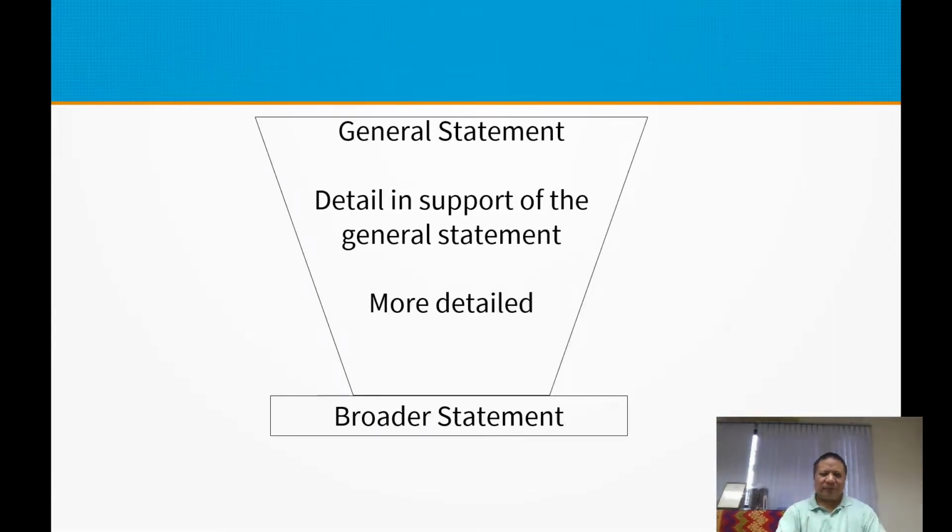So here's an illustration. There's detail in support of the general statement that makes the discussion narrower, and then it could even be more detailed. But then in the end, it becomes broader. Okay, so you see, it's a funnel shape.